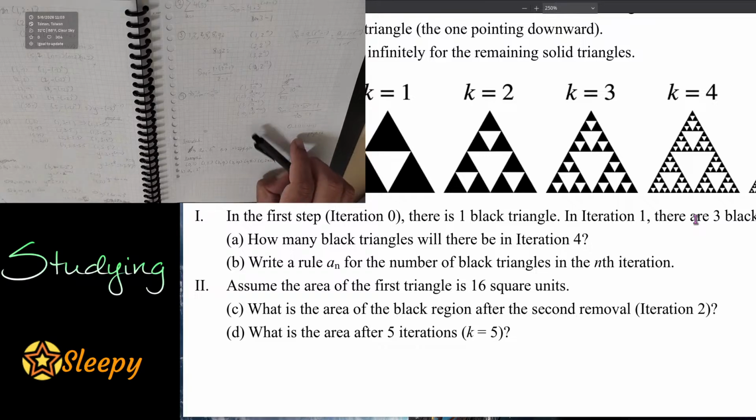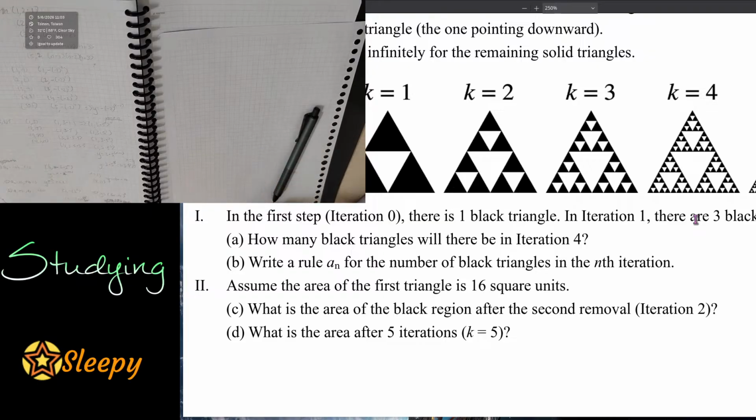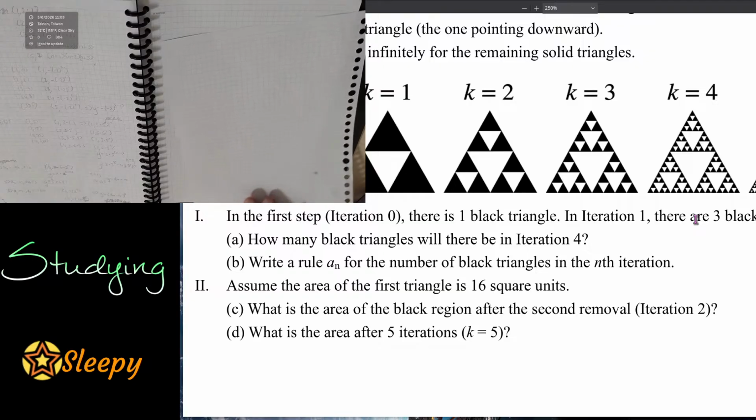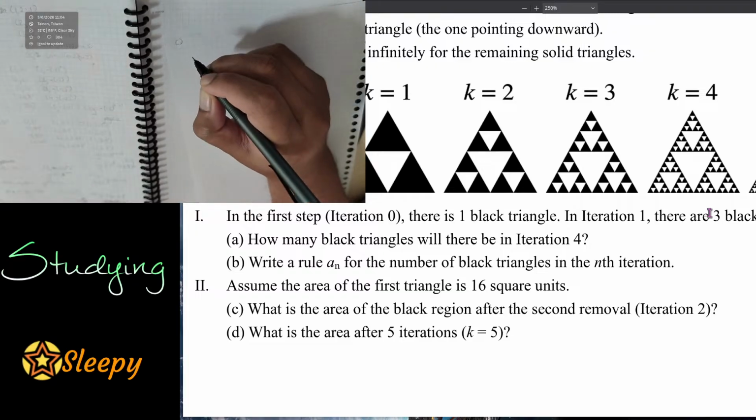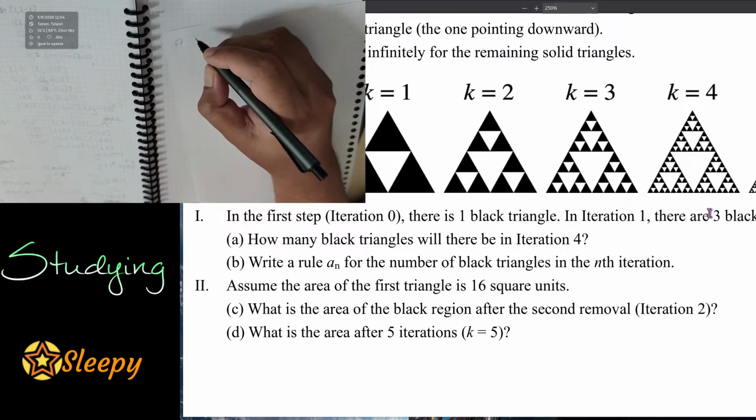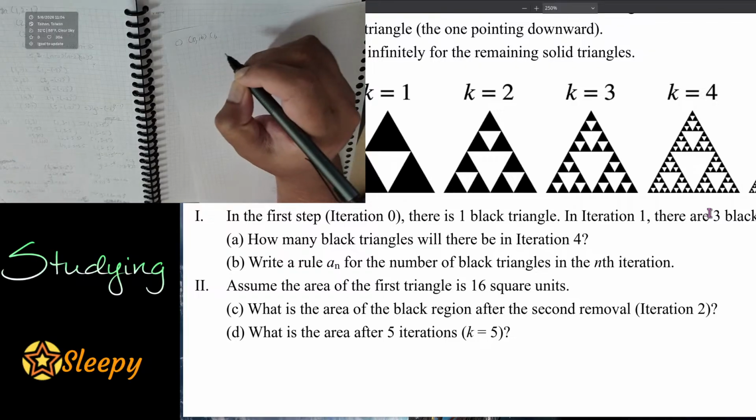So the area of the first round was 16 square units. After the second removal, iteration 2, what is the area of the 5th iteration? Okay, so 16 square units. So 0 is 16. At 1, it's 12.